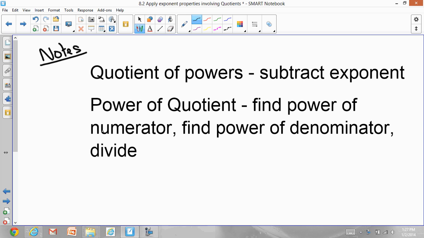Just like you had the exponent properties involving products, you have certain rules that involve quotients. So the quotient of the powers, you subtract the exponents. That is rule number 1. The second rule is this: the power of the quotient, find the power of the numerator, find the power of the denominator, expand, simplify, and then divide.